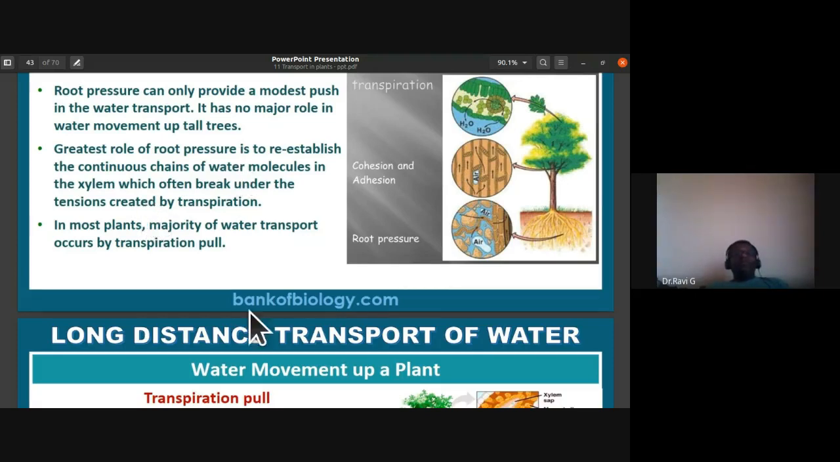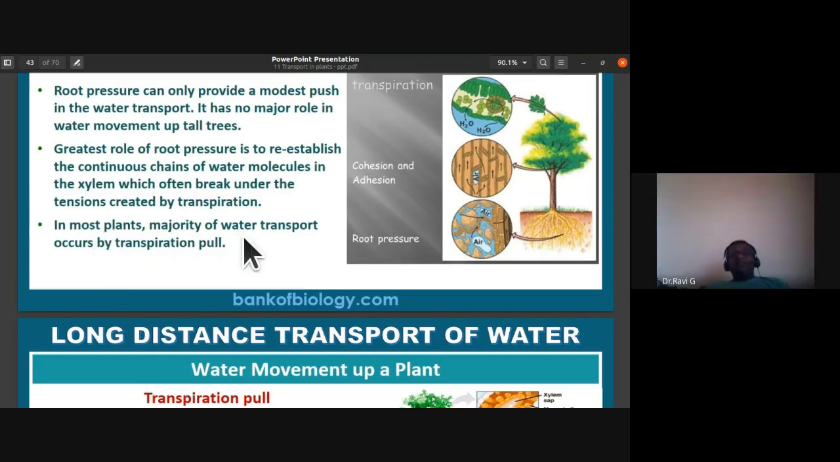That is what it is doing. The compensation of that break of water molecules is being done by the movement of water due to root pressure. So the greatest role of root pressure is to re-establish the continuous chain of water molecules in the xylem, which often breaks under the tensions that are created by transpiration. So it helps in maintaining this continuous water column chain. Whenever the water column chain is broken by the tensions of transpiration, that break is compensated by the movement of water due to positive pressure, that is the root pressure.